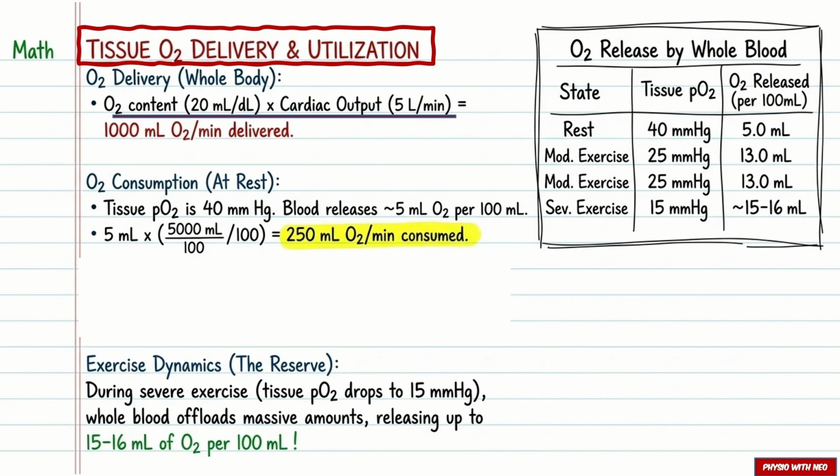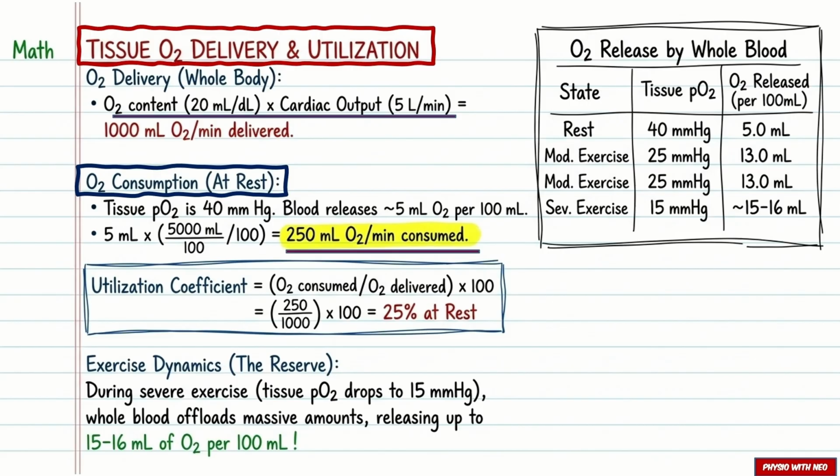Now the oxygen consumption at rest. At PO2 of 40, blood releases about 5 ml of oxygen per 100 ml. So that gives oxygen consumption of 250 ml per minute. Now the oxygen utilization coefficient is about 25% at rest, whereas during exercise it increases to 15 to 16 ml of oxygen per 100 ml.